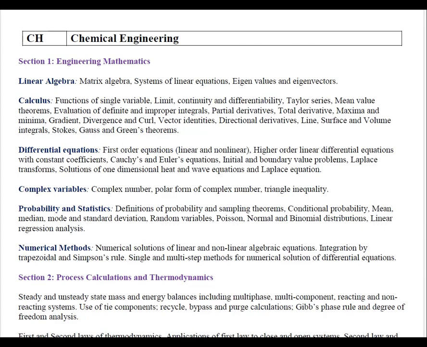Then the next topic is calculus, where you have to find the Taylor series, total derivative, maxima and minima, and some line, surface or volume integrals. Then some Gauss and Green theorems are there.